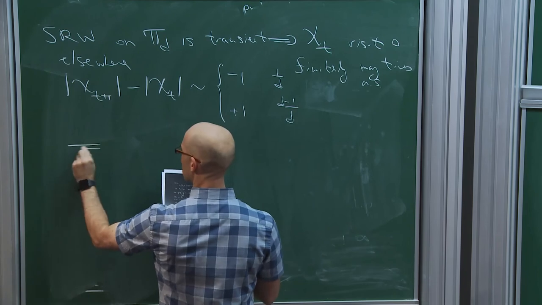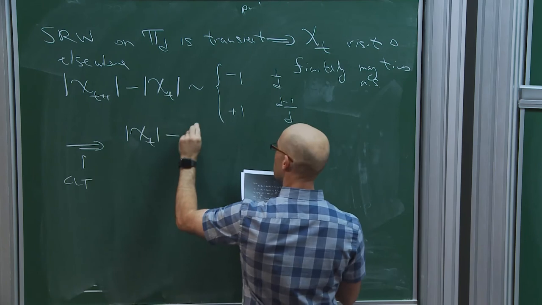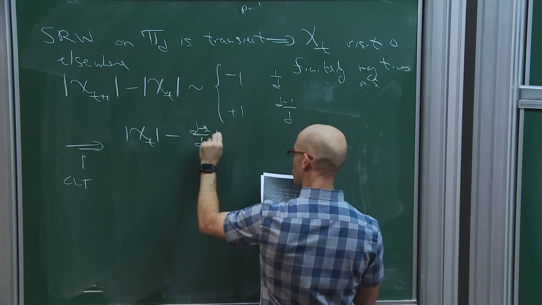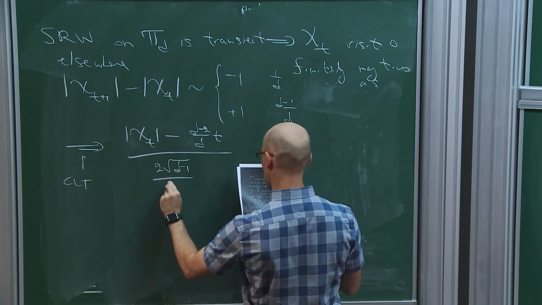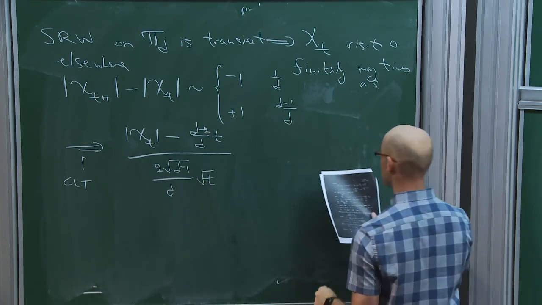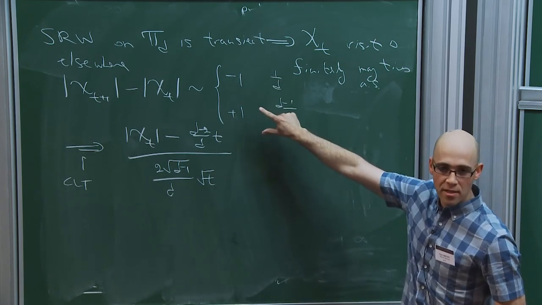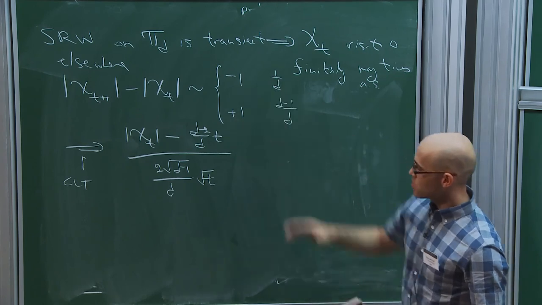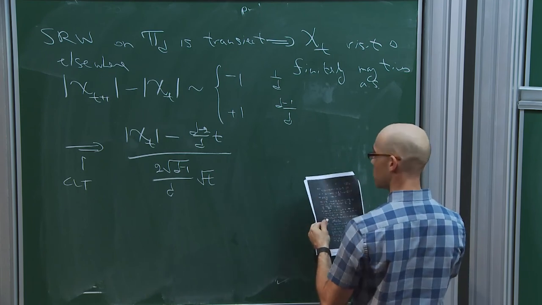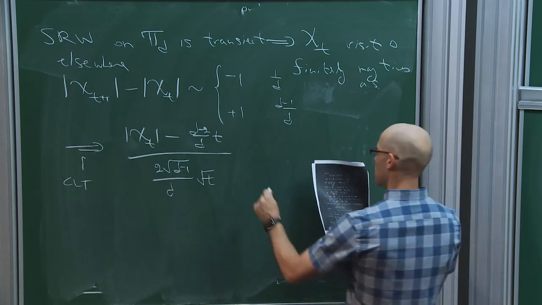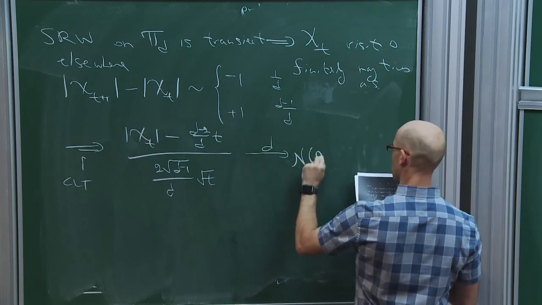So that means, by the CLT, that (X_t minus (d-2)/d t) divided by 2 root (d-1)/d root t, the 2 comes from shifting this by 1, and the difference between the two is just the variance of a binomial, goes to a standard normal.